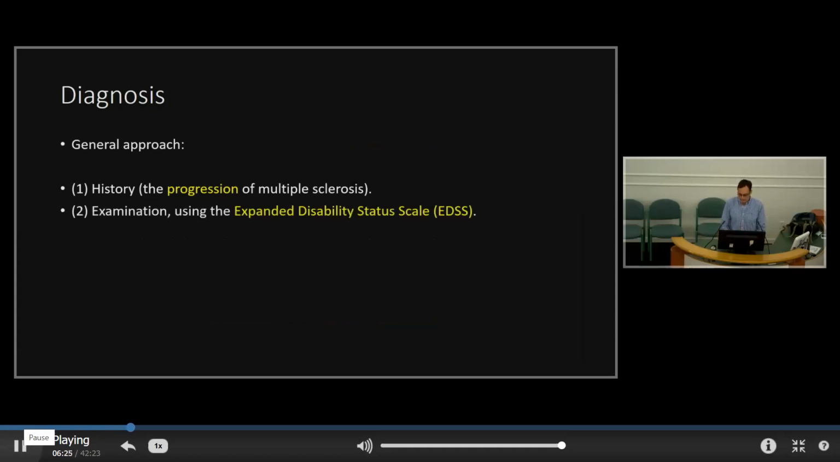How do you diagnose it? Okay, so history is always the key, right? Every single neurological disorder, even stroke, history is the key. So you want to know about the progression of symptoms in this person. And then you examine them.